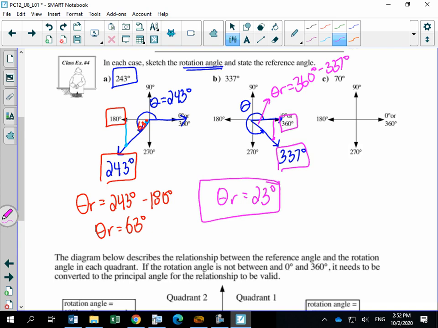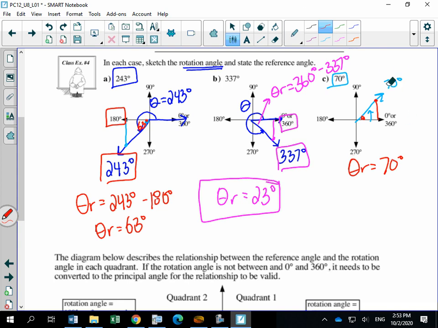Last question is 70 degrees. So 70 degrees I know is going to terminate in quadrant 1. So that's 70 degrees. That is my angle in standard position. And if I said, well, what's my reference angle? Quadrant 1, draw your point on your terminal arm, go down to your x-axis, and what is that little angle there? It is also 70 degrees. So my reference angle is equal to the angle in standard position.